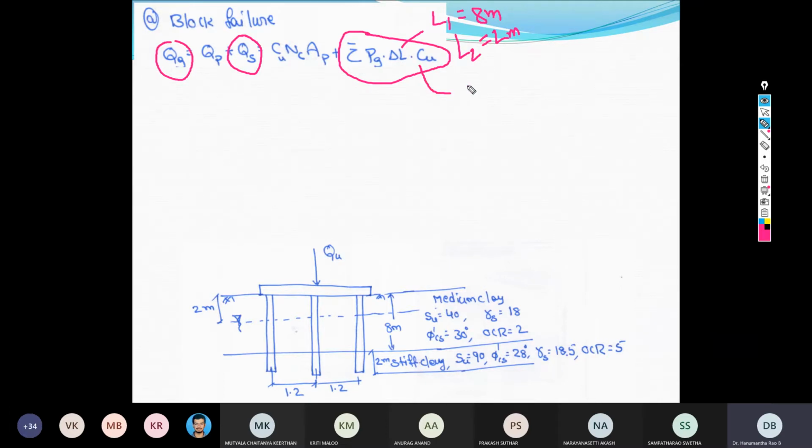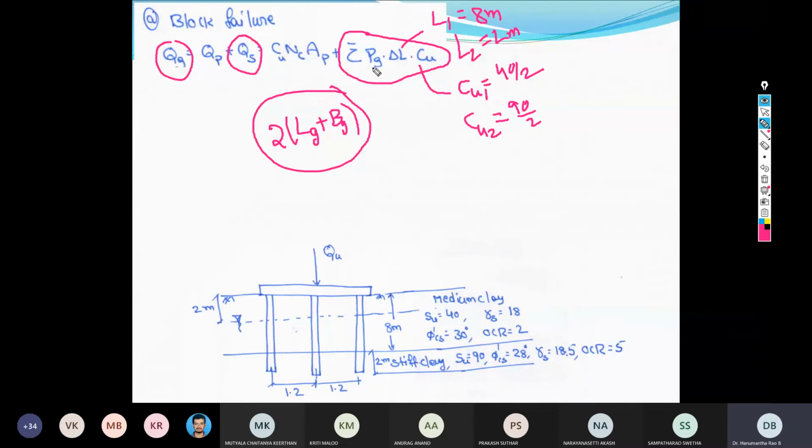Now again Cu. Since you are dealing with skin friction, you need to consider both the layers. Cu1 is 40 by 2 kilopascals, that is of the medium clay. Next, Cu2 is 90 by 2, that is of stiff clay. The perimeter is 2 times of Lg plus Bg. This is the perimeter of the block.